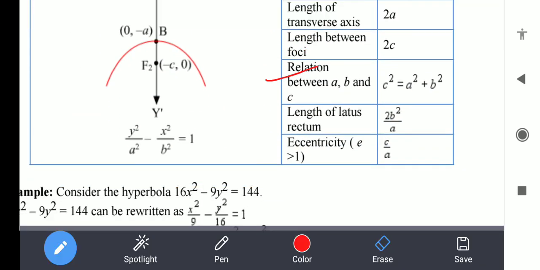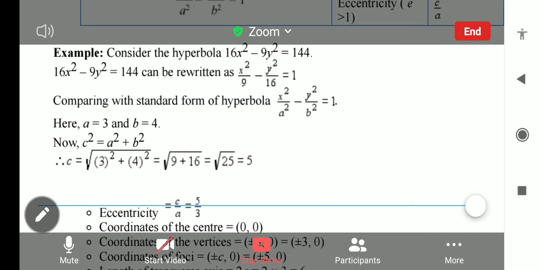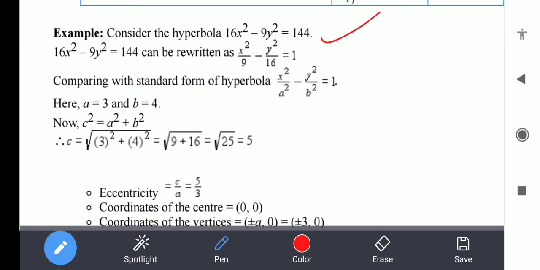Relation between a, b, c, again c square is equal to a square plus b square. Length of the latus rectum is 2b square upon a and eccentricity, greater than 1, is c upon a. The question is: consider the hyperbola 16x square minus 9y square is equal to 144. On dividing by 144 we get x square upon 9 minus y square upon 16 is equal to 1. On comparing with the general equation we get the value of a is equal to 3 and the value of b is equal to 4.